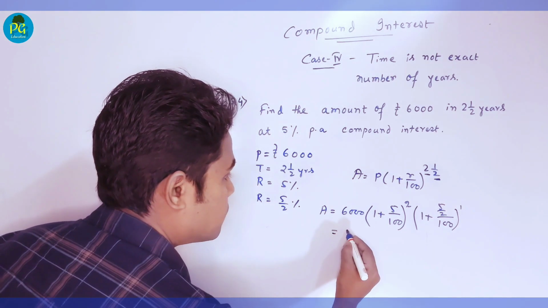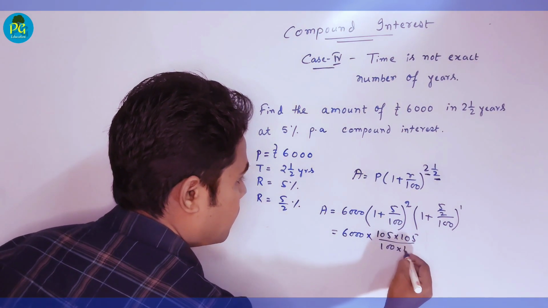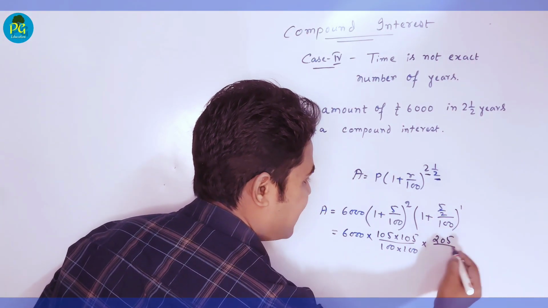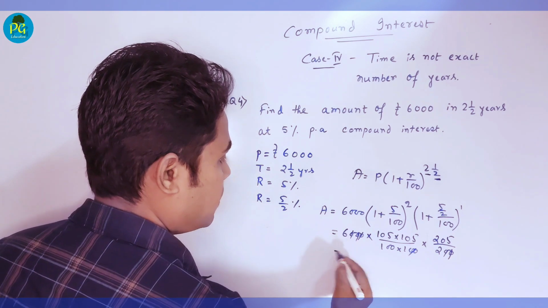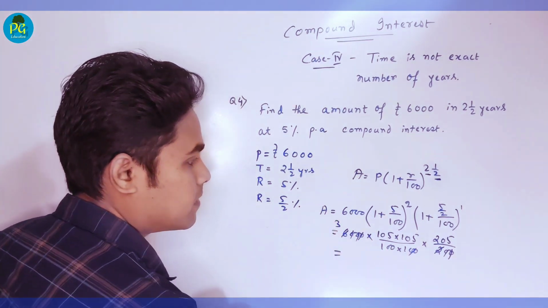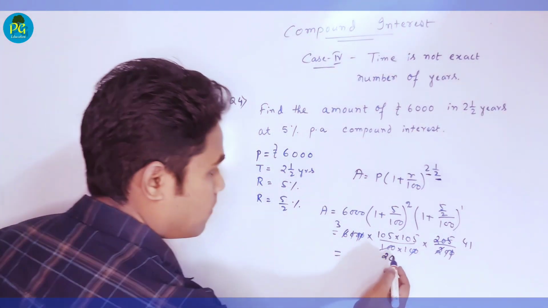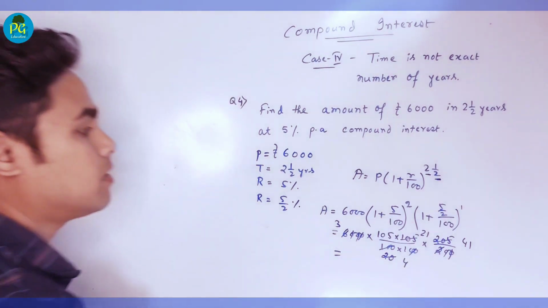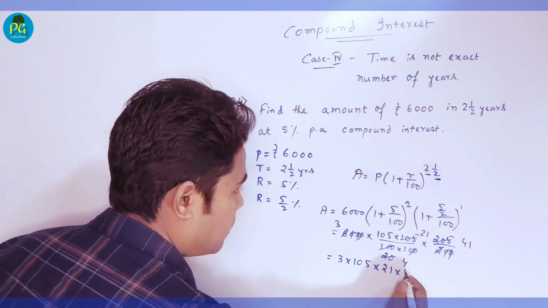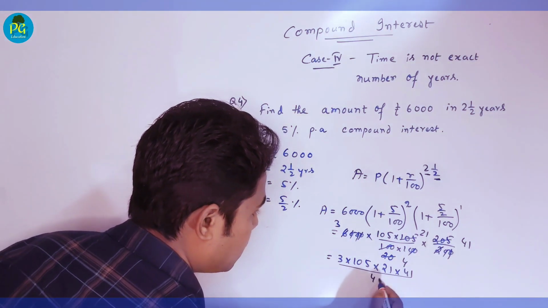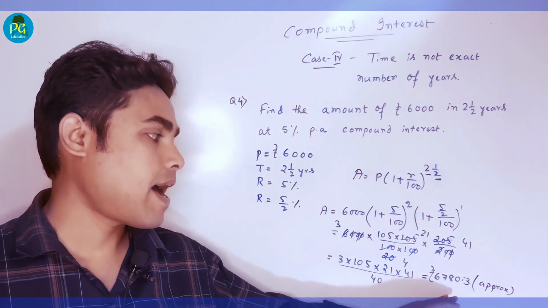Okay, so this is equal to 6,000 into 105 into 105 divided by 100 into 100, into 205 by 200. Now you cancel it. 2 threes are 6, 25 fours are 100, 41 fives are 205, 4 fives are 20, 21 fives are 105. So this is equal to 3 into 105 into 21 into 41 divided by 40. Okay, 6780. So our required amount is 6,780 rupees and 30 paisa approximately.